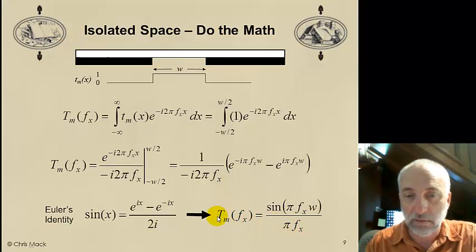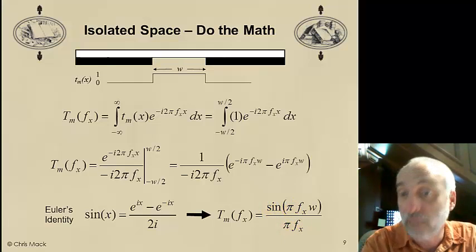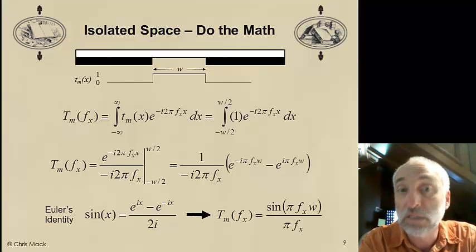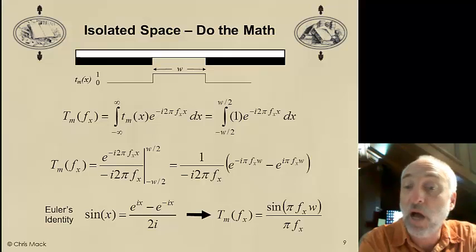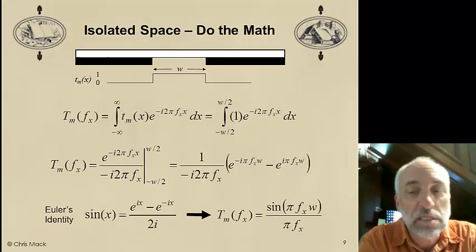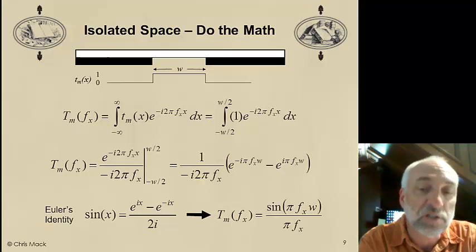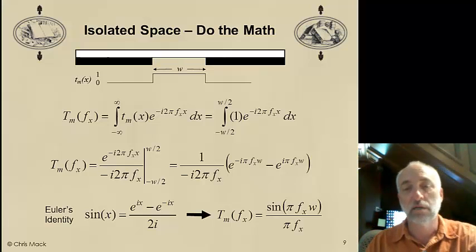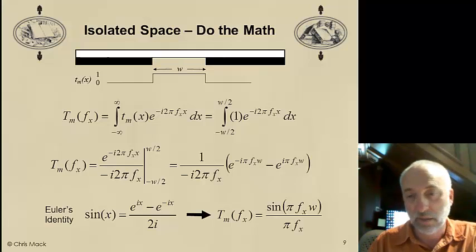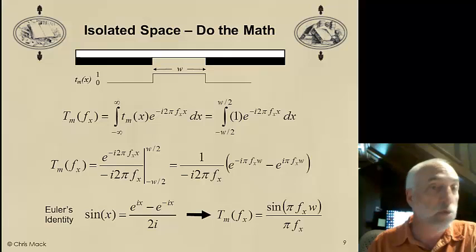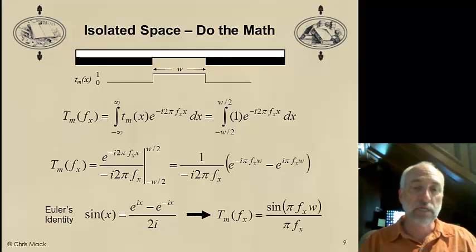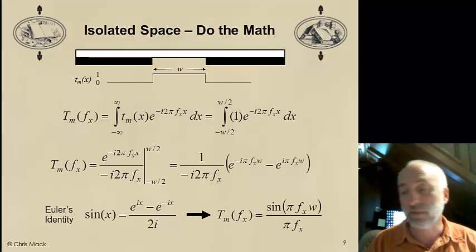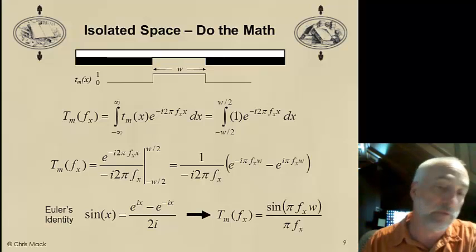And when I do, I get the mask transmittance function of my slit turns into a diffraction pattern that looks like sine x over x. It's sine of pi times the spatial frequency fx times w, the width of the space, divided by pi times fx. This is essentially a sinc function, sine x over x function. We call it sinc function. And it's a sine wave that's modulated by a 1 over x, so that every oscillation, the further away from x equals 0, the lower the amplitude of those oscillations.